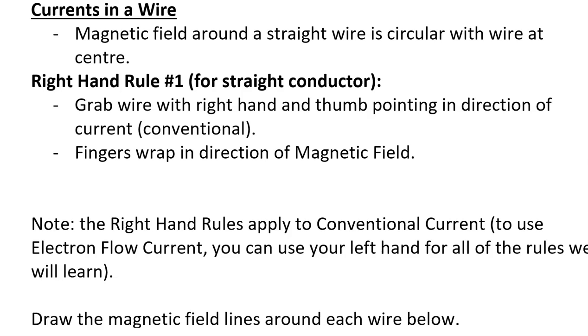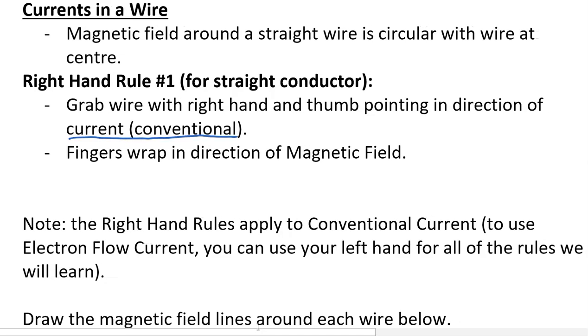You're going to grab the wire with your right hand, and the thumb is pointing the direction of the conventional current. So someone's making the connection here. Well, if I use my left hand, can I point my thumb in the direction of the electron flow current? Yes. But we're going to do everything with conventional current and with our right hand. Fingers are going to wrap in the direction of the magnetic field. So let's see how this works on some diagrams below.